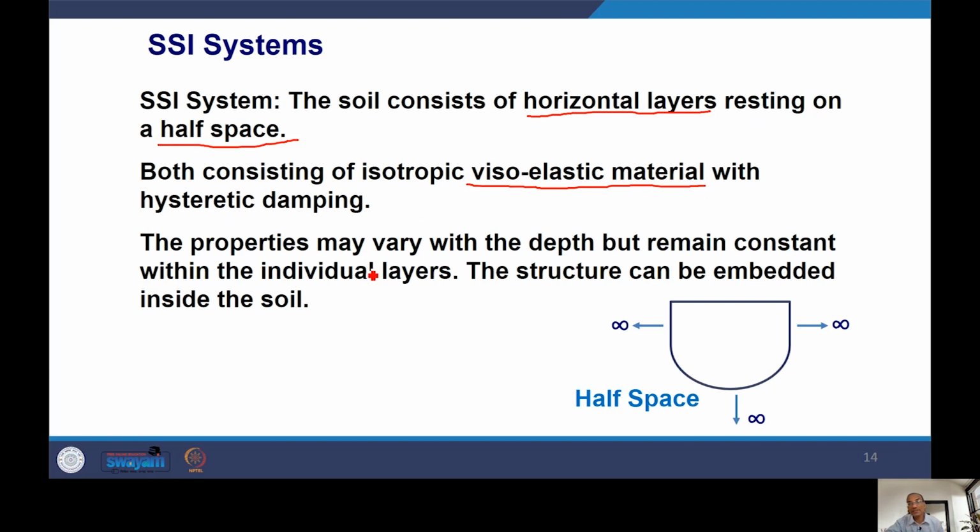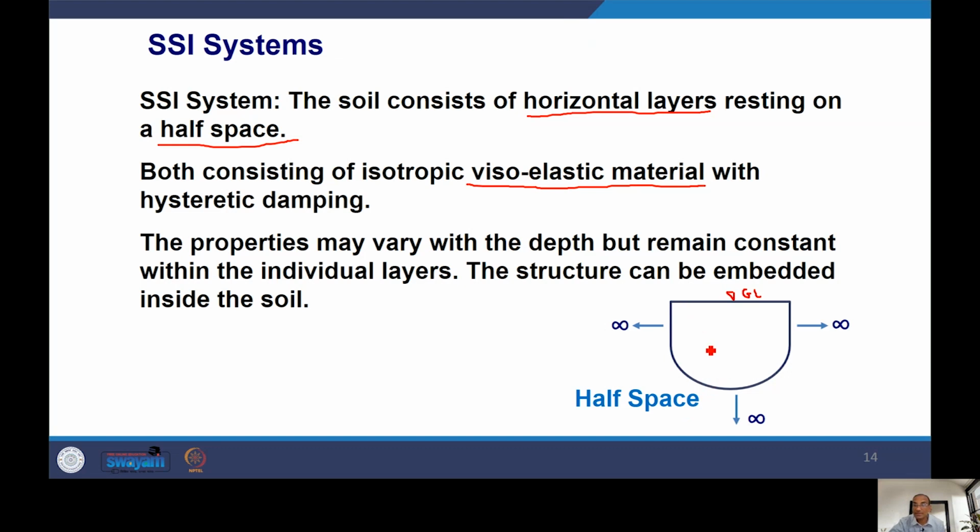The properties may vary with the depth but remain constant within the individual layers, and this structure can be embedded inside the soil. Here, what is half space? Half space is shown here. In the case of half space, this is what we call the ground level, the free surface, which is called GL, ground level. Okay, and this half space is kind of a semicircle. It is a semi-infinite medium.